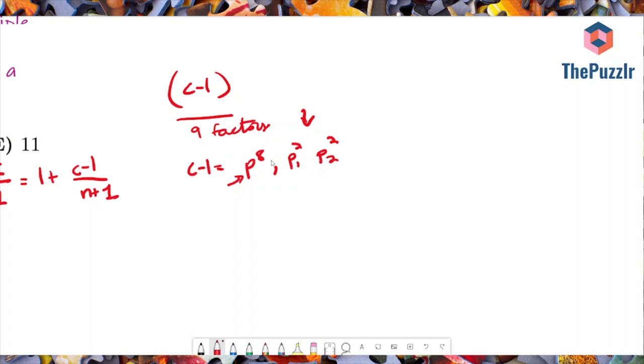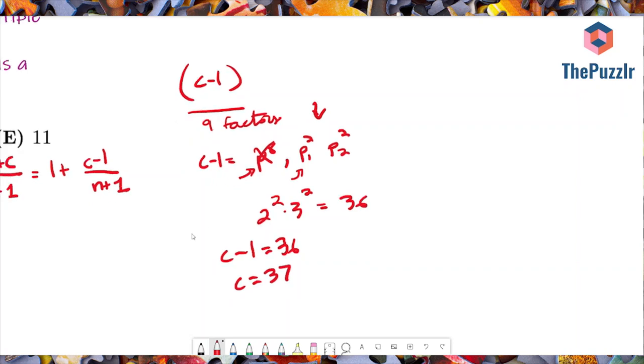But we're not working with three-digit numbers. So there's no two-digit or one-digit number that is equal to the 8th power of a number except for 1. So this can't really be true. This is possible though. We could have 2 squared times 3 squared, which is 36. So if C minus 1 equals 36, then C would equal 37.